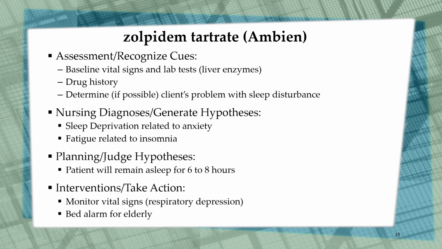Let's look at zolpidem as we examine it through the nursing process. Our assessments. We need to gather baseline vital signs and lab tests, especially our liver enzymes. You remember the liver enzymes? They're all the A's, ALT, AST. All of those A's are our liver enzymes. We want to get a drug history for this particular client. We've got to know what other medications they are taking. So we want to do a drug reconciliation along with the over-the-counter and alternative medicines that they're taking.